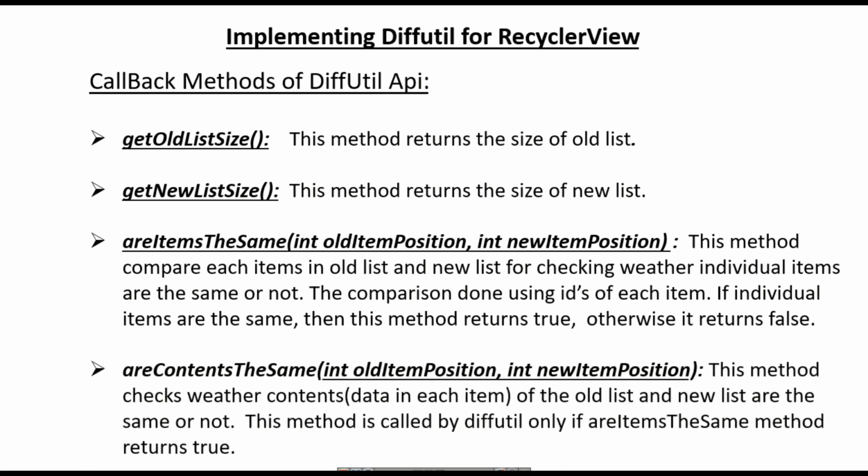Here is the next method, areContentsTheSame. This method also has two parameters, oldItemPosition and newItemPosition. This method checks whether the contents, that means the data in each row of the old list and new list, are the same or not. This method is called by DiffUtil only if the areItemsTheSame method returns true.